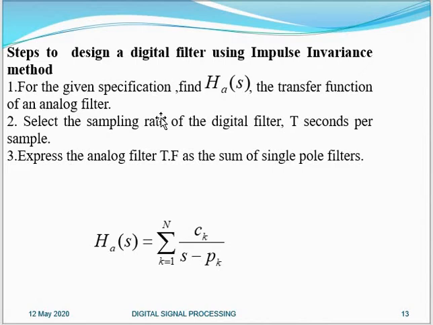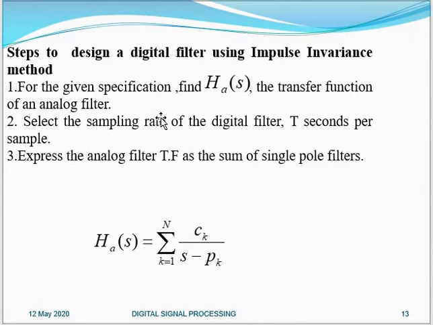The steps to design a digital filter using the impulse invariance method, very important part, please note. Step 1: for a given specification, find H(s), the transfer function of the analog filter. H(s) should be found for the given specification, or in some cases H(s) may already be given. Okay. Number 2.